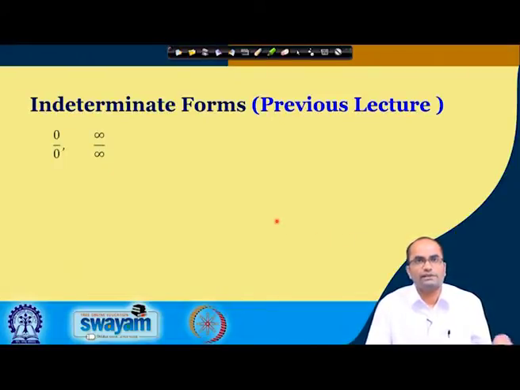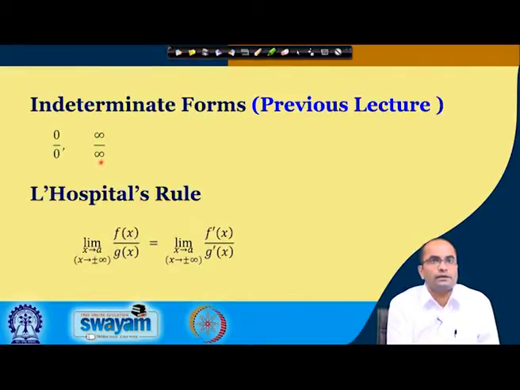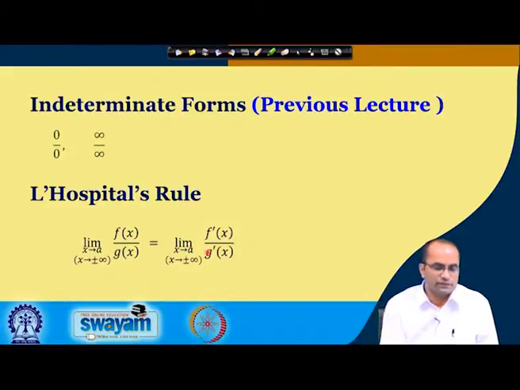Just to recall from the previous lecture, we have already discussed these two indeterminate forms of the type 0 by 0 and infinity by infinity. There we saw that L'Hopital's rule was very helpful, which says that for the ratio of f x and g x, where f x and g x both go to 0 or both go to infinity, the limit of this ratio will be equal to the limit of the derivatives, provided the limit on the right hand side exists.